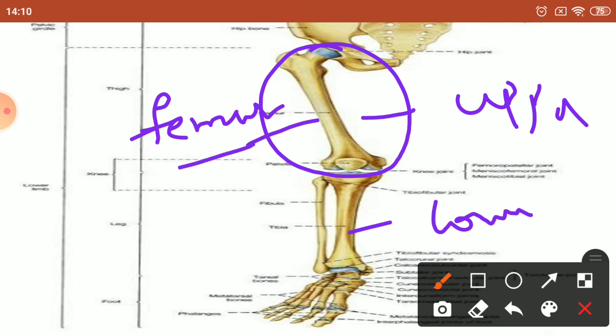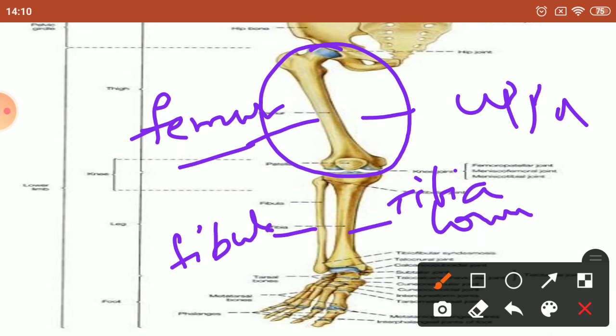When it comes to the lower part, in the lower leg you have a thin bone and a big bone. The thin bone is called your fibula, and the thick one is called your tibia. Now this fibula and tibia at the ankle region are connected with the toes.